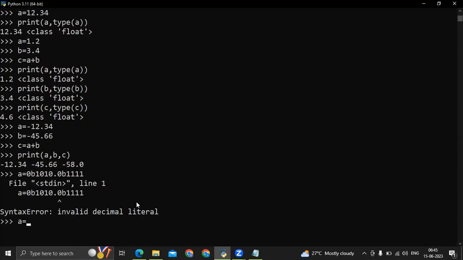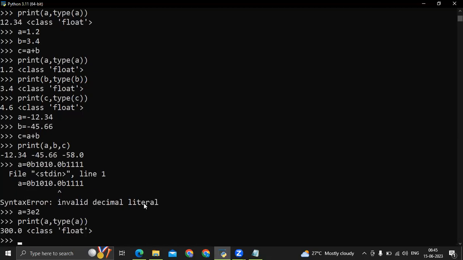If A is equal to 3E2, what do we understand by E? Here, E represents the exponential. If I write print A, comma, type of A, now see, 300.0. Why? Because E represents the exponential 2. We have E2, so we'll have 00 here.